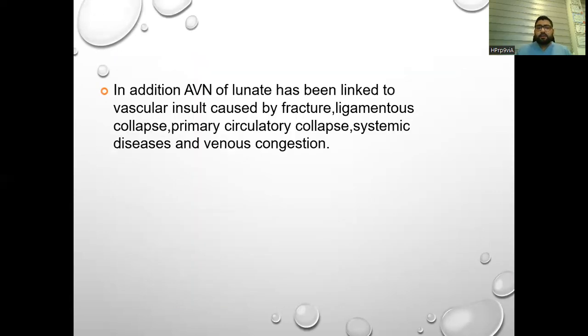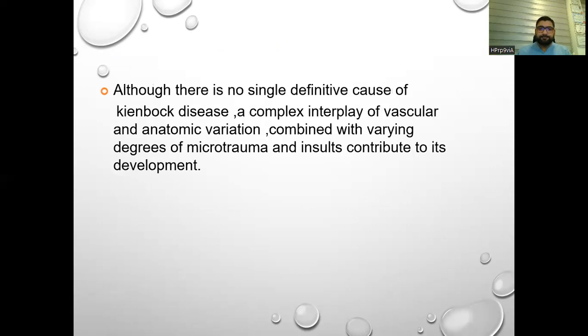In addition, avascular necrosis of the lunate has been linked to vascular insult caused by fracture, ligamentous collapse, primary circulatory collapse, systemic disease, and venous congestion. Although there is no single definitive cause of Kienböck disease, a complex interplay of vascular and anatomic variations combined with varying degrees of microtrauma and insults contributes to its development.